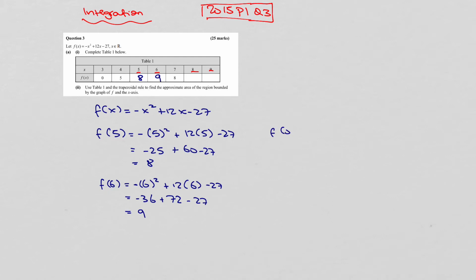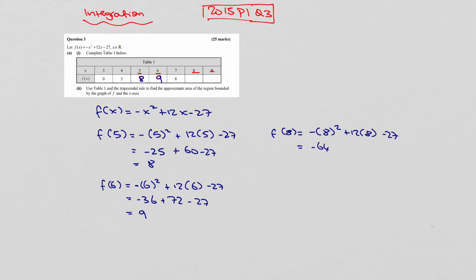Do the same for 8. Wherever there's an x, I'm putting 8. And that gives me minus 64 plus 96 minus 27. And that's equal to 5. And then sub in 9. So we have minus 9 squared plus 12 times 9 minus 27, which is equal to minus 81 plus 108 minus 27, which is 0.